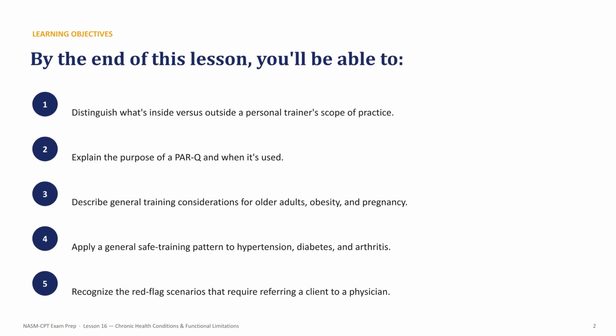By the end of this lesson, you'll be able to do 5 things. First, distinguish what's inside versus outside a personal trainer's scope of practice. Second, explain the purpose of a PAR-Q and when it's used. Third, describe general training considerations for older adults, obesity, and pregnancy. Fourth, apply a general safe training pattern to hypertension, diabetes, and arthritis. And fifth, recognize the red flag scenarios that require referring a client to a physician. 5 objectives. Let's build them one at a time.